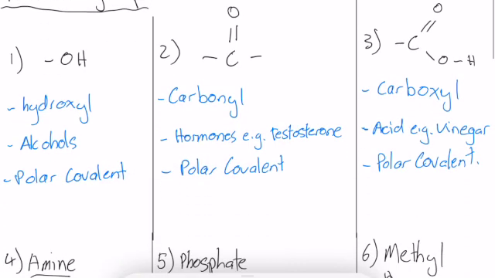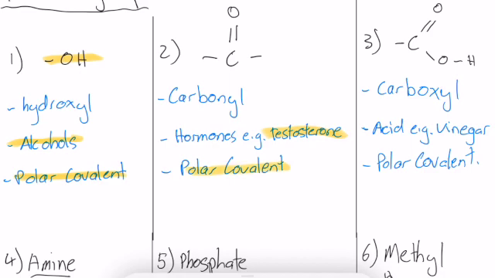So firstly we have our hydroxyl group, which is a fairly simple structure seen in things like alcohols, and we know it is a polar covalent. Secondly, we have our carbonyl group, so we have a carbon double bonded to an oxygen, seen in things like hormones, most notably testosterone. It's also a polar covalent.